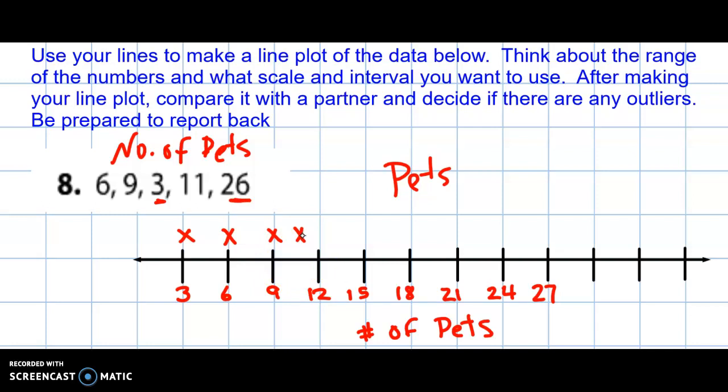And then 26, same thing happens. We don't have a 26 on our number line, so here's 24. So 25, 26 would be in between. So we're going to have our X floating right up in the air, just a little to the left of the 27. Okay. On our line plots, sometimes, depending on the interval that we pick, we do have numbers that are floating in between the hashes for where they're supposed to be.